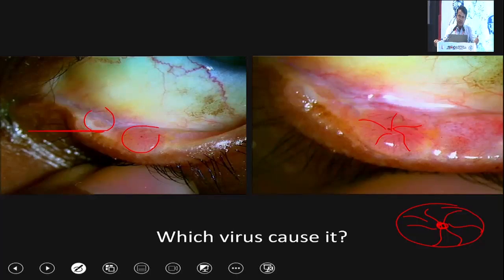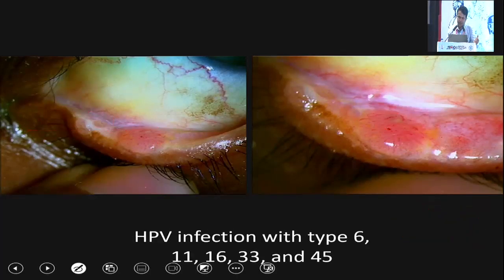Generally it does not happen in the interpalpebral bulbar location. It's caused by human papillomavirus type 16, and types 11, 6, 33 and 45 are also possible. Now, who gets infected with HPV virus?